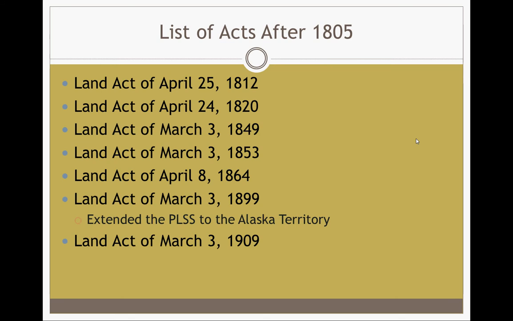This is important to note. And this act transferred the GLO to that new department and authorized the Secretary of the Interior to perform all the duties that the GLO was discharged to do.